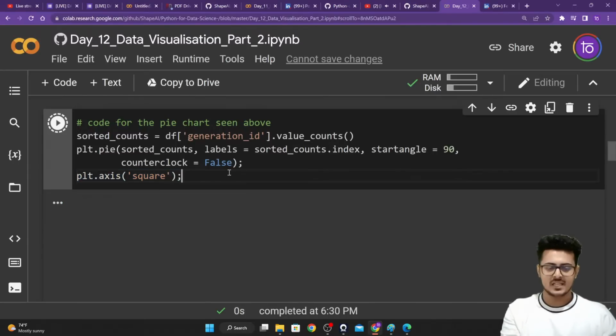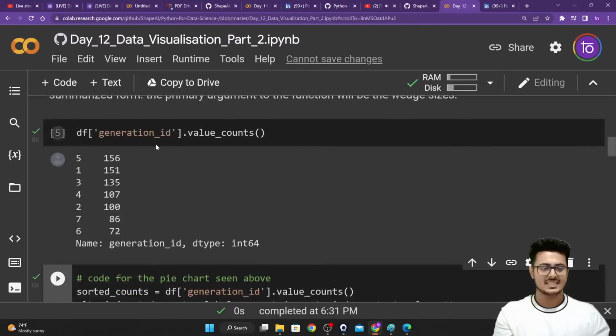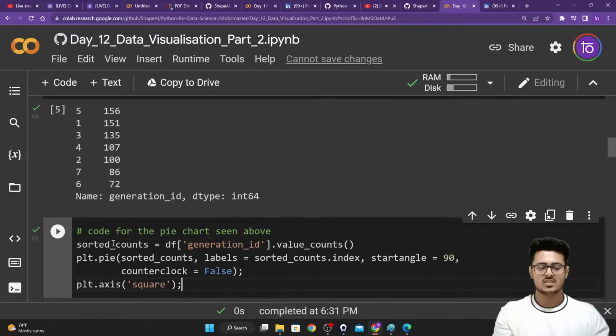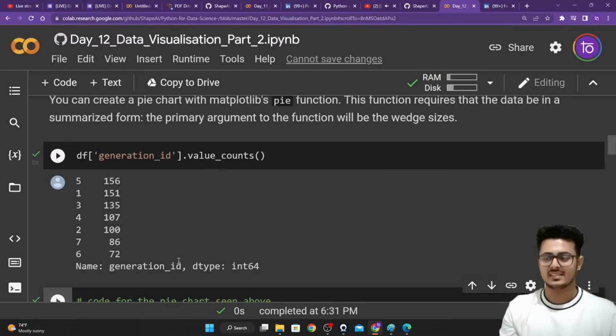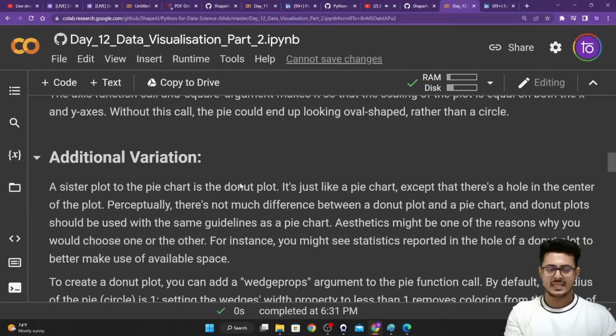If I run this line of code, you will be able to see that we are plotting our chart. The first 5 is coming, then 1, then 3, then 4, then 2, then 7, then 6. That's the exact ratio in which we have our generation ID value counts. That is our sorted counts itself, because it is already sorted. We saw yesterday that value counts basically sorts in descending order. So we are going to use that, and that is the pie chart that we are able to obtain, guys.